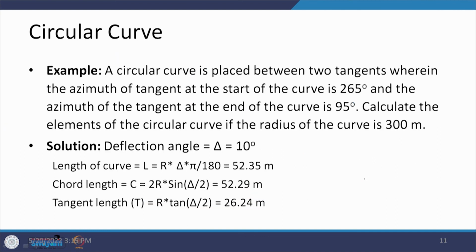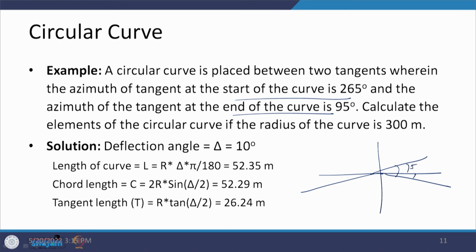Let us look at this example, where we have a circular curve placed between the tangents. Azimuths are defined as 265 at the start of the curve and 95 at the end of the curve. So, 95 means this one and 265 is this one. So, what is this angle? This angle is 5 and 5. So, the total is 10. So, we have delta equal to 10 degrees, and between these we are going to have a curve in this form.